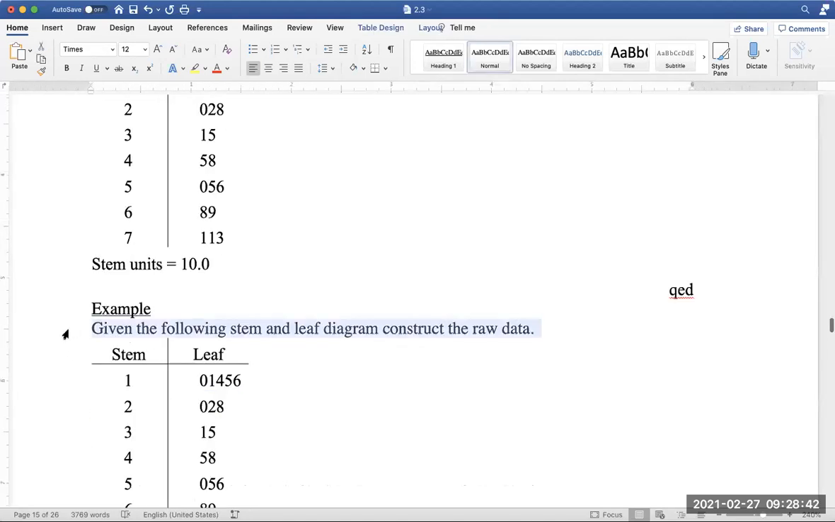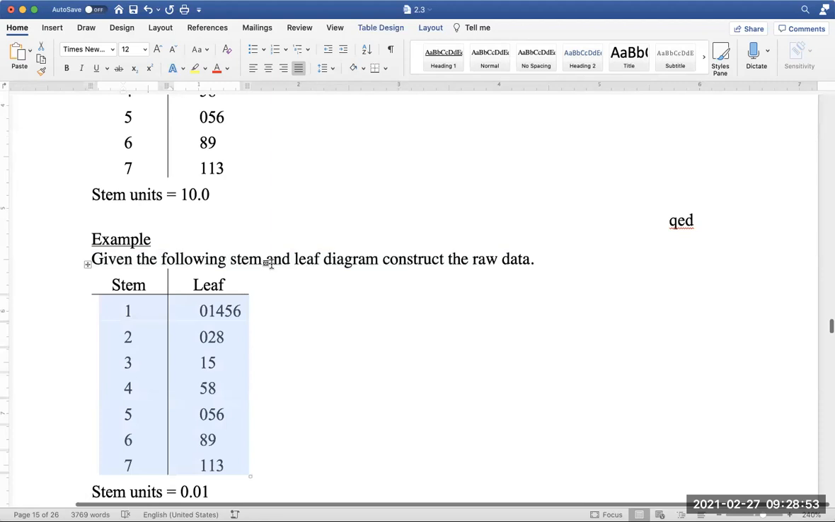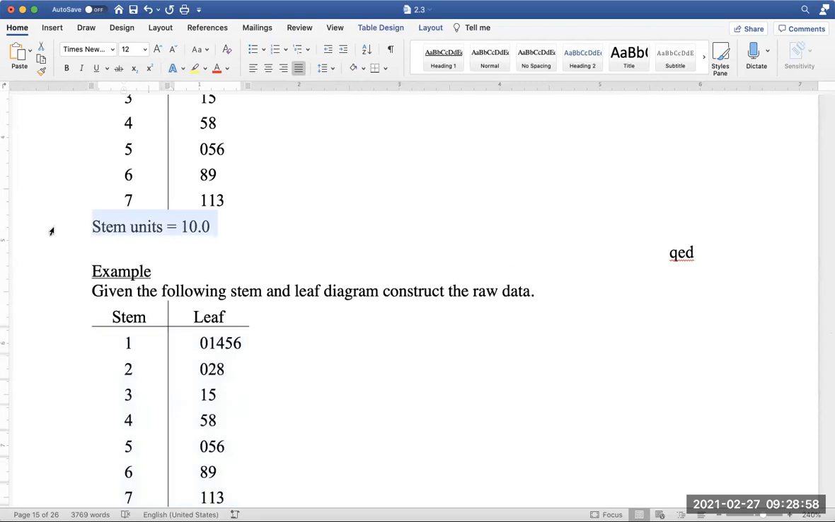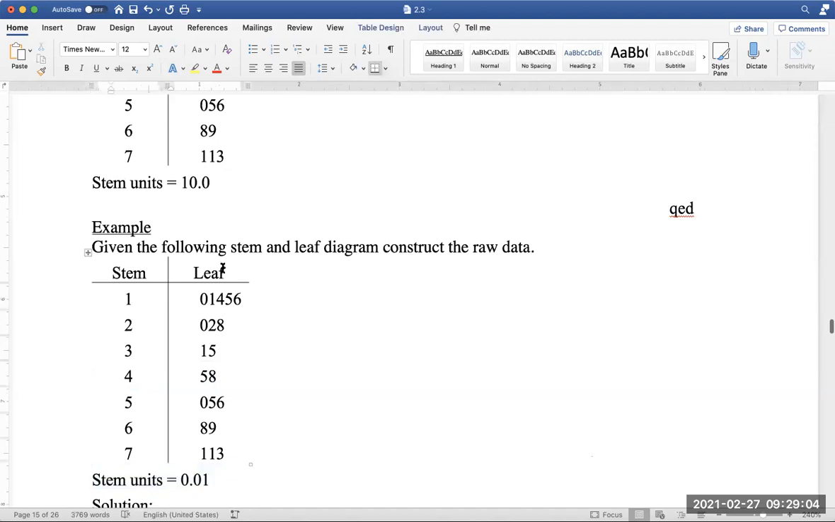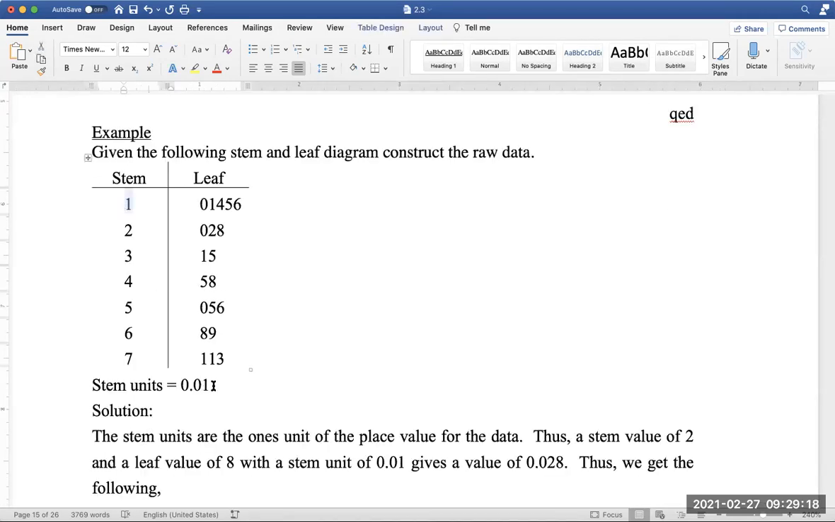Given the following stem leaf diagram, construct your raw data. So from a stem leaf diagram, let me construct data. I have here the following stem leaf diagram, which looks familiar, the same stem leaf diagram, but my stem units are going to be different. I have the same stems and the same leaves, but my stem units are different, so I'm going to have a different set of raw data. So the 1 is in the hundredths place, followed by a 0.